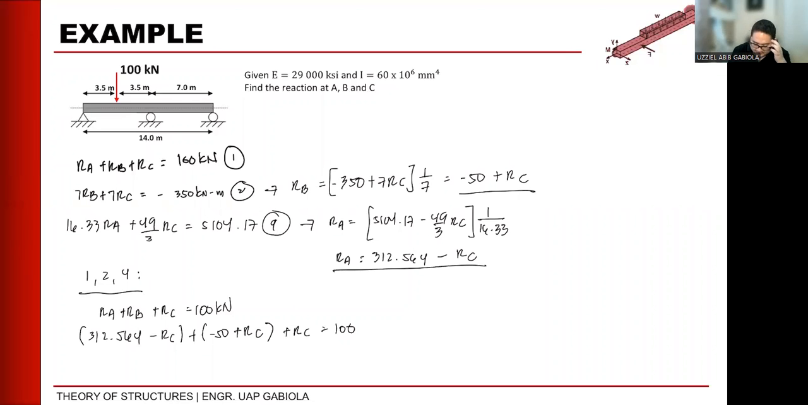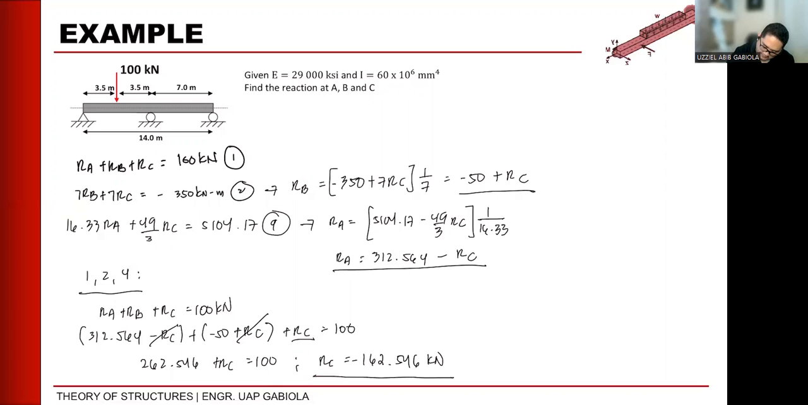So combine natin yung like terms. So dito magka-cancel out yung RC natin. May matitirang isang RC. So combine natin yung 312.564 minus 50. That is 262.546. Okay? Plus RC is equals to 100. O yung RC natin ay equal sa 100 minus 262.546. So equal siya sa negative 162.546 kilonewton. Ayan. So meron na tayong first answer dun sa problem natin.